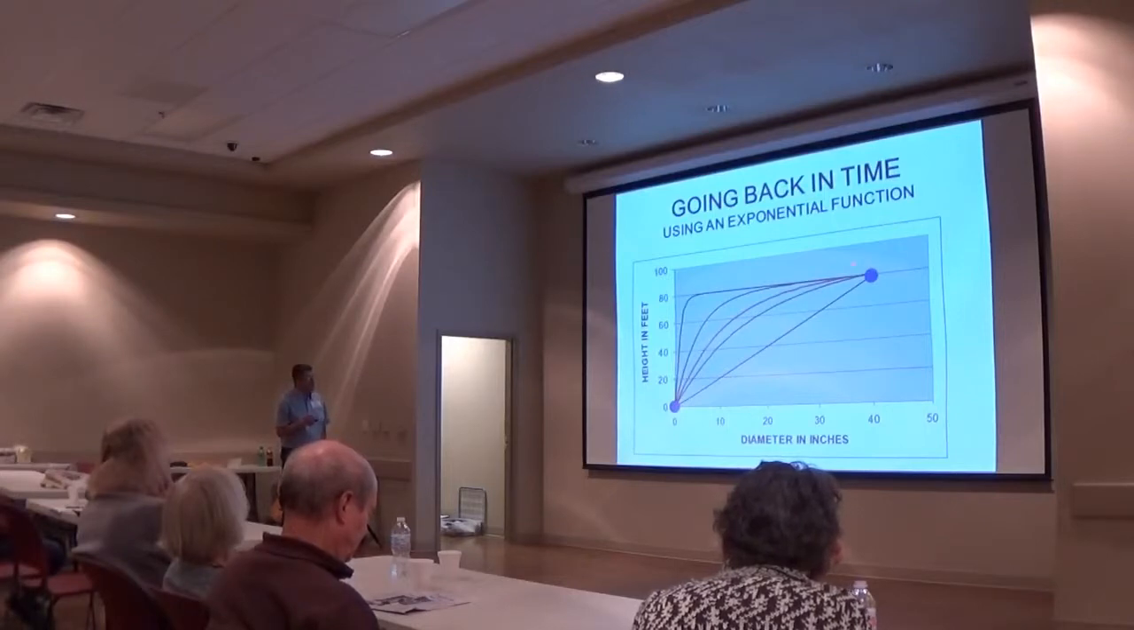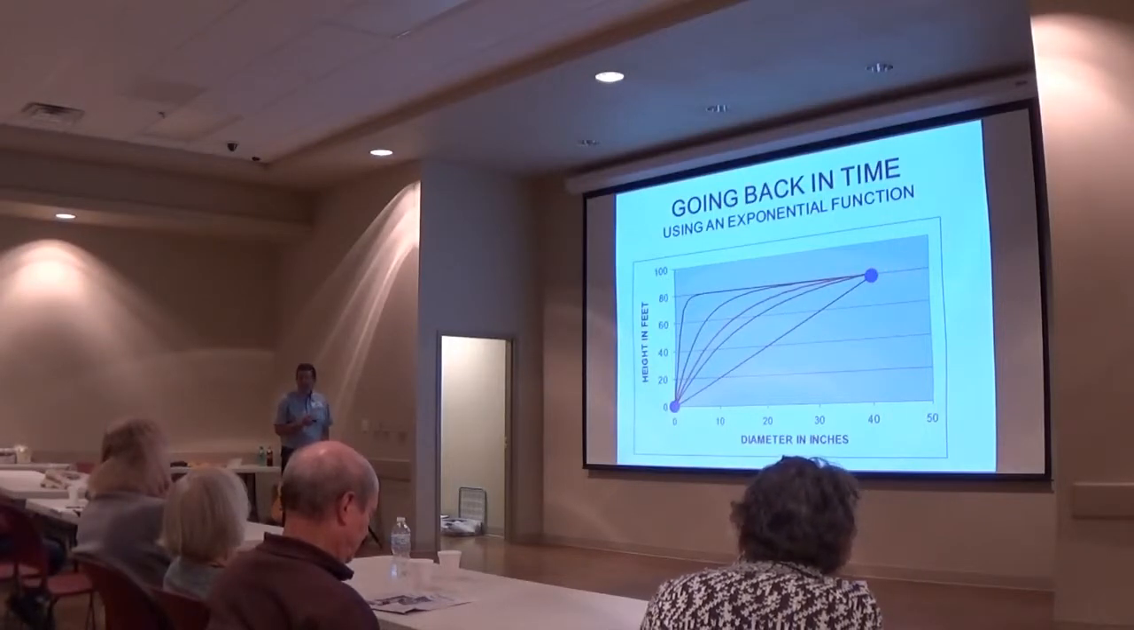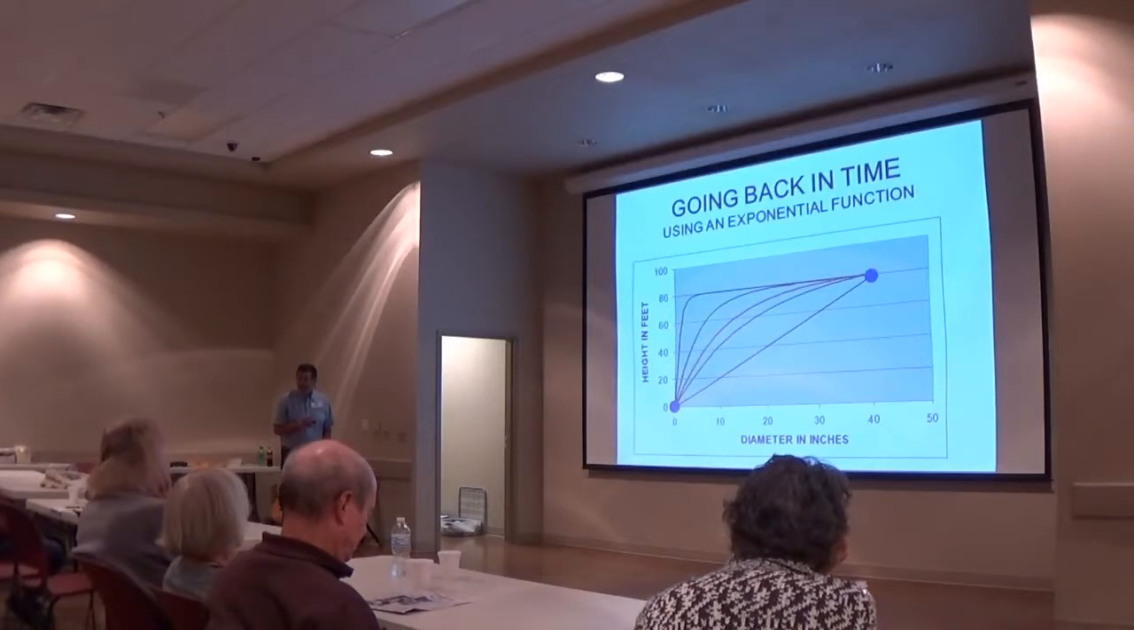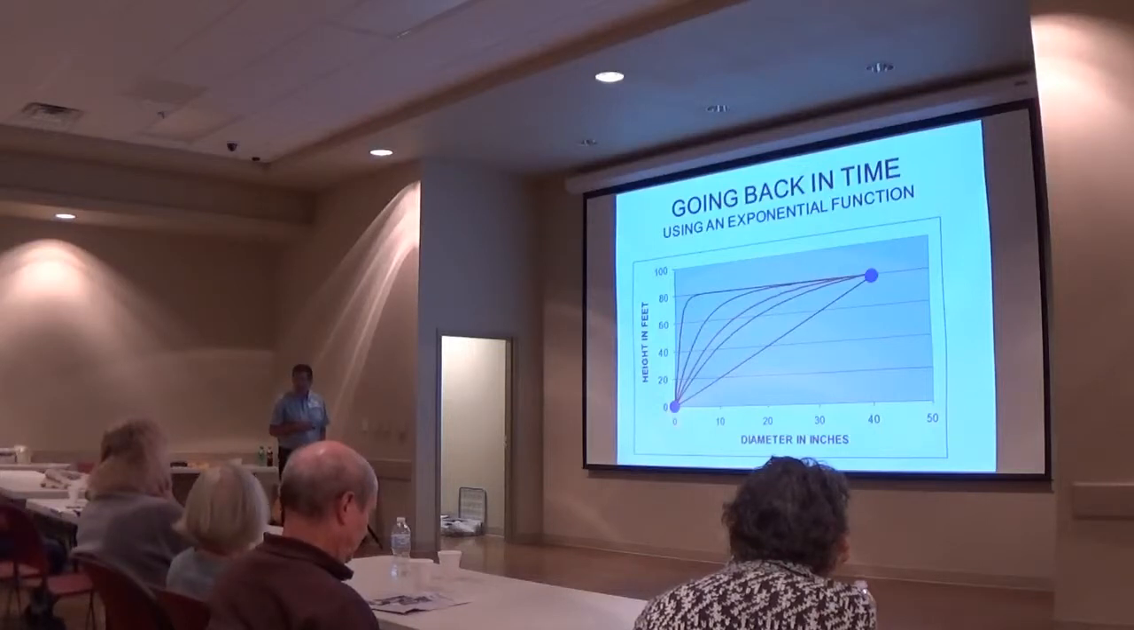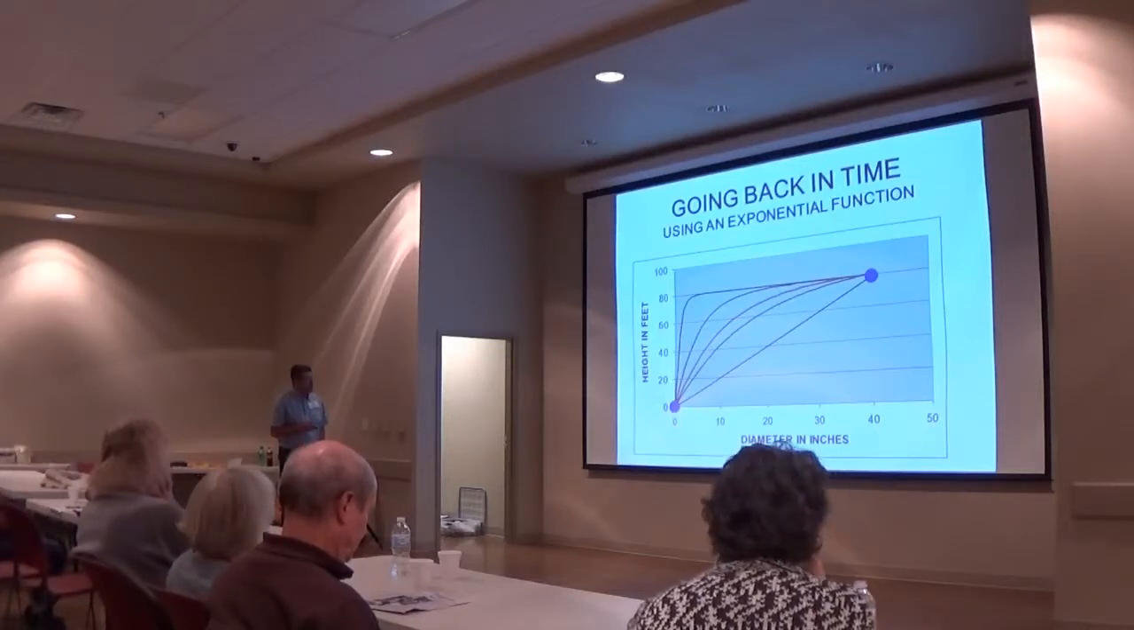So we start from the fact that we know how tall a tree is today, and we know what its diameter is. And we have one other data point: we know that at some time in the past, we don't know when, it had no height and no diameter. So the real question is, how does it get from point A to point B? It's probably not a straight line. It has some sort of curvature, but does it curve up quickly, or more slowly, or something in between?